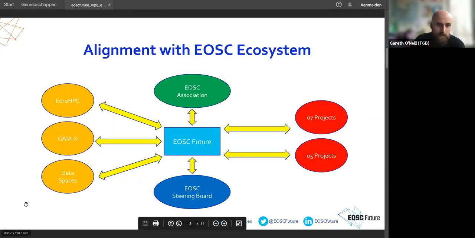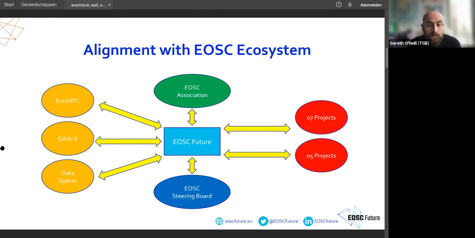Now, to give you a sketch of the alignment that we are doing in EOSC Future, if you look at the image here, you'll see the different stakeholders that we're trying to align with. So we're aligning with key stakeholders like the EOSC Association. There's also several representatives I see in the call rooms today. We're aligning with the EOSC Steering Board. These are representatives of the member states.